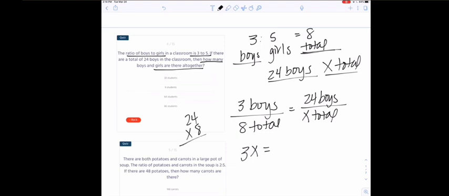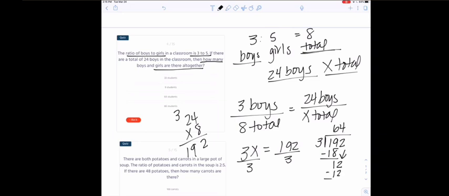3 times x, 3x. 24 times 8, let's solve it. 8 times 4 is 32. 8 times 2 is 16, plus 3 is 19. And now I'm going to divide by 3 on both sides. 3 goes into 19 6 times. 3 times 6, 18. 3 goes into 12 4 times. 3 times 4 is 12. And there's nothing else to bring down. x equals 64 students in total.